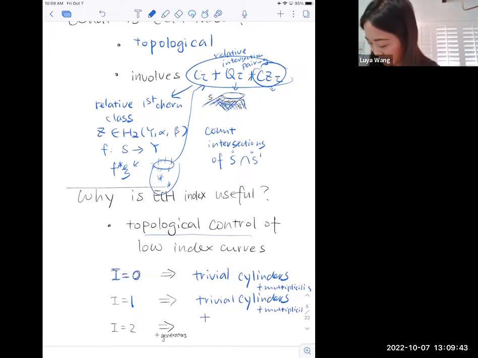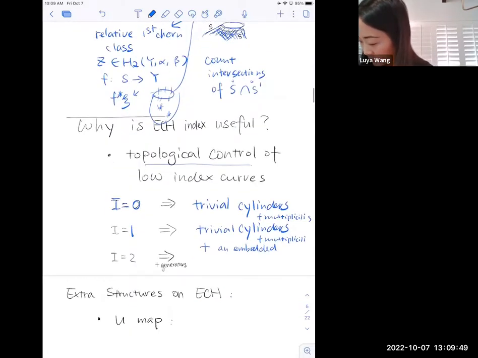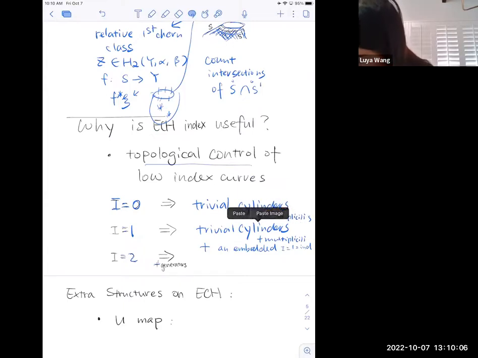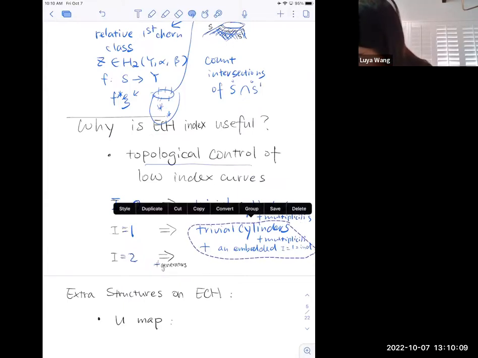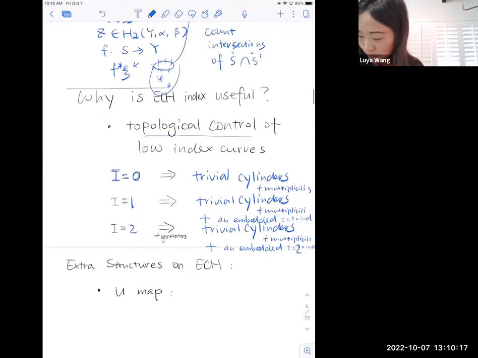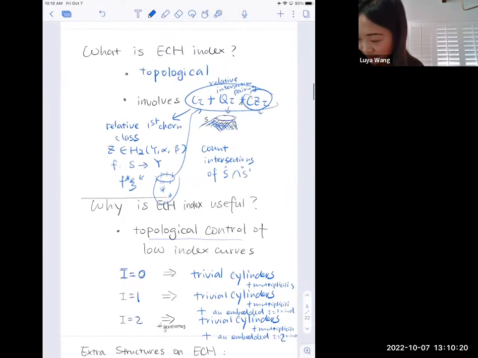Plus an embedded ECH index 1 and Fredholm index 1 curve. And index 2, if you add the further assumption that your positive and negative ends are ECH generators, then you get a similar statement with the ECH index 1 curve. Except you, I guess, put this equal to 2. Okay, so that's a very quick overview of what ECH index is.